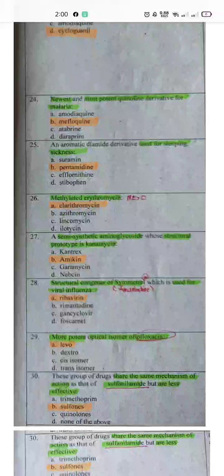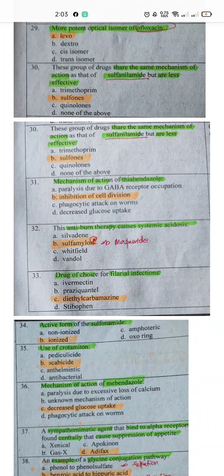Number 33. Drug of choice for filarial infections, that is diethylcarbamazine. So, the causative agents of filariasis are Wuchereria bancrofti and Brugia malayi. And the drug of choice is diethylcarbamazine.